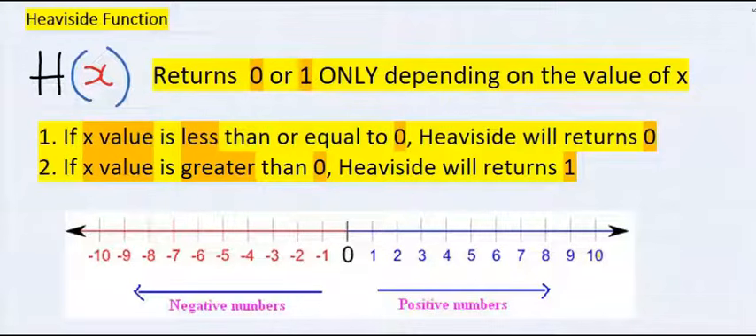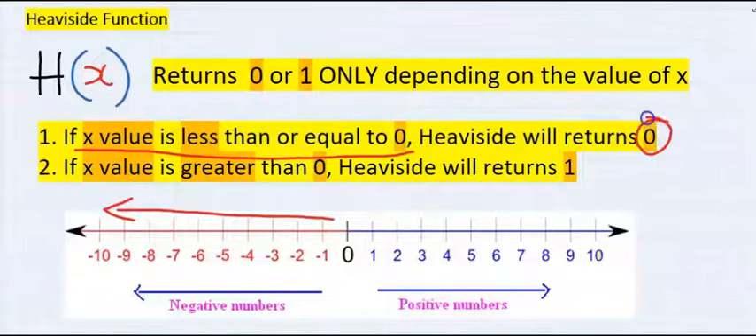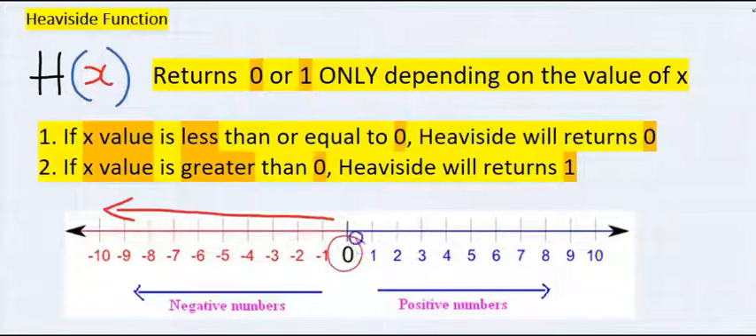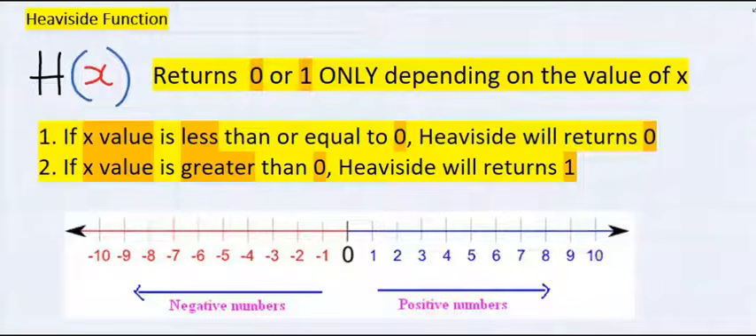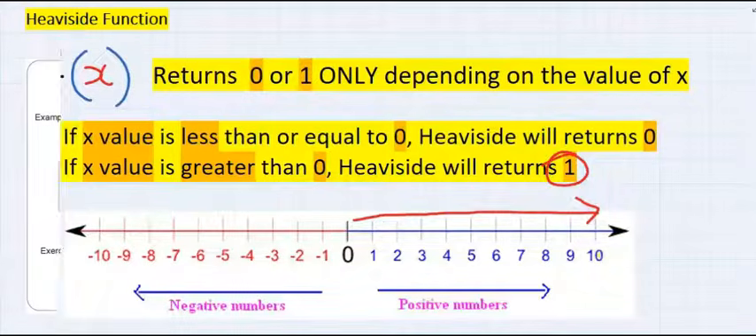The Heaviside function returns 0 or 1 only, depending on the value of x given to the argument. If the value given to the Heaviside function is less than 0, it's going to return 0. And if it is equal to 0, it will equally return 0. However, when the argument given to Heaviside is greater than 0, it's going to return 1.